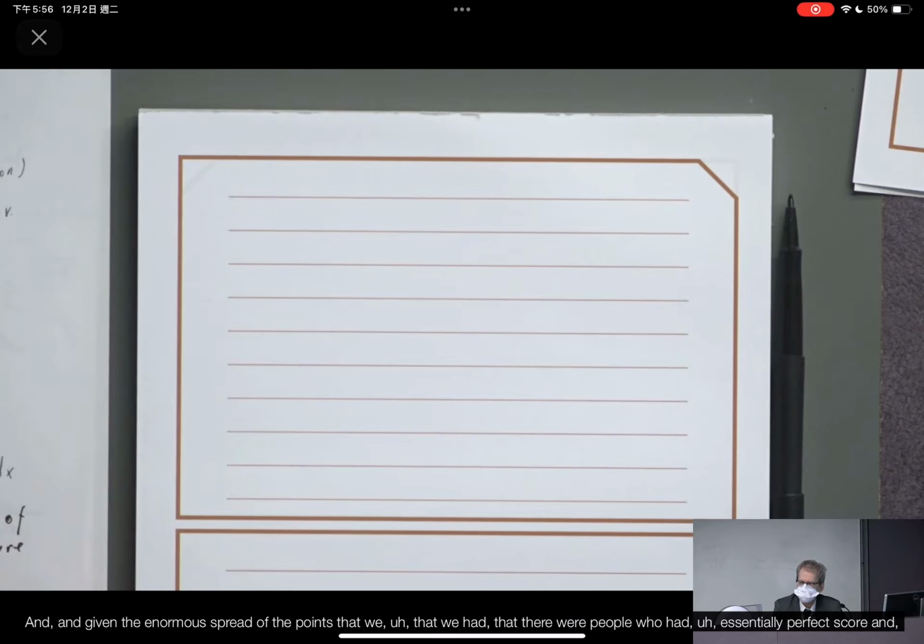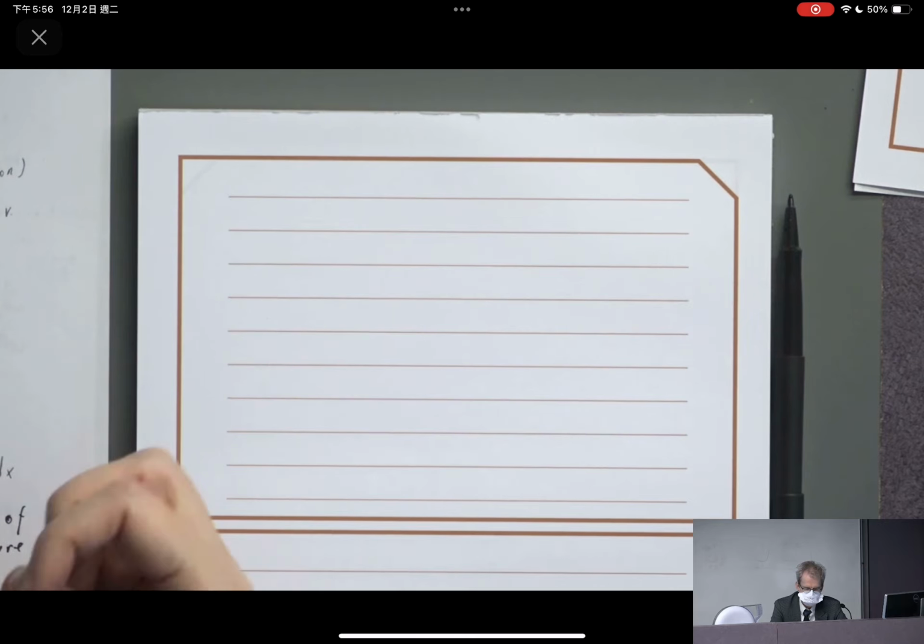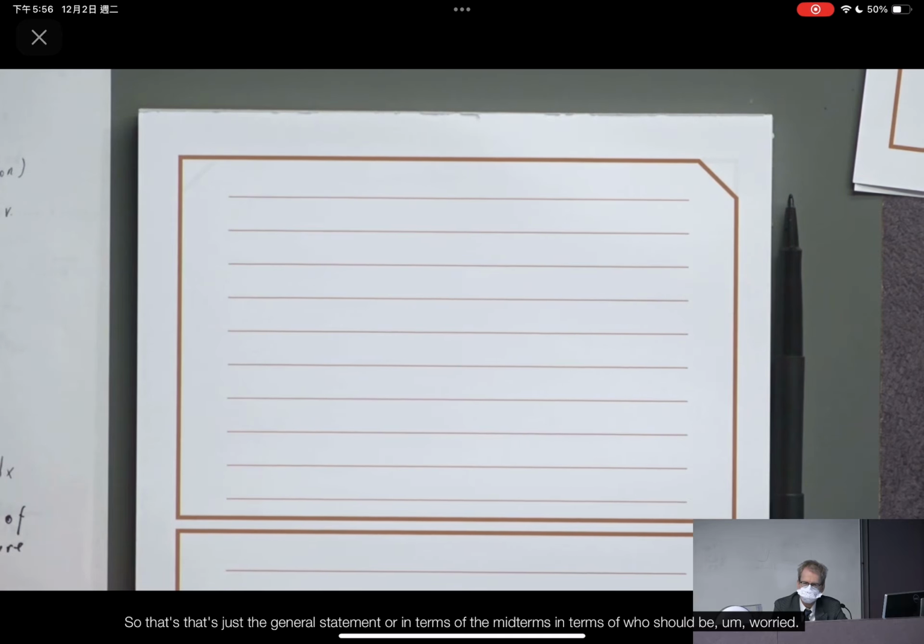And given the enormous spread of the points that we had, there were people who had essentially perfect score, and there were people with very significant deficits in there. It is, of course, difficult to identify what's really the core of the issues. But if I see a trend somewhere of saying that, well, this would help, I'm certainly willing to try that out. So that's just the general statement in terms of the midterms.